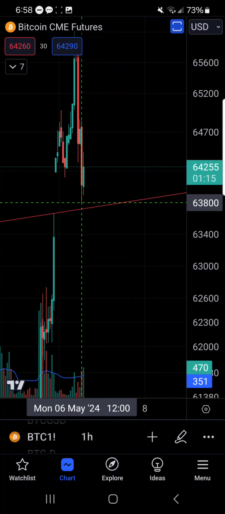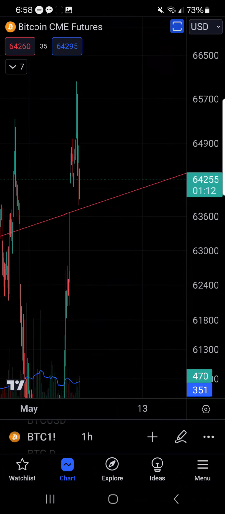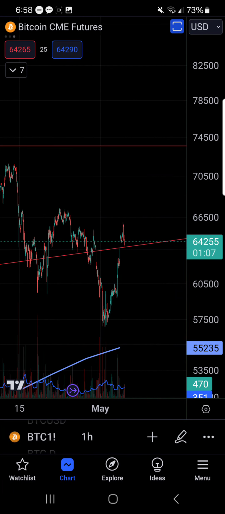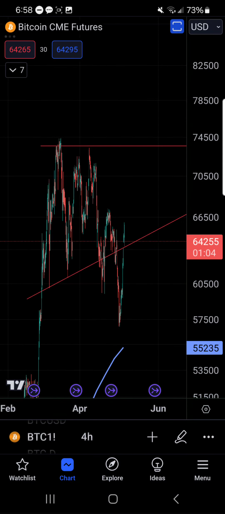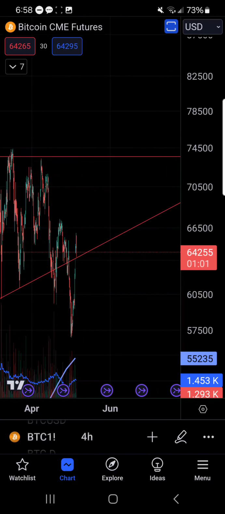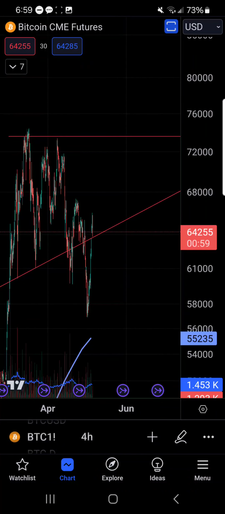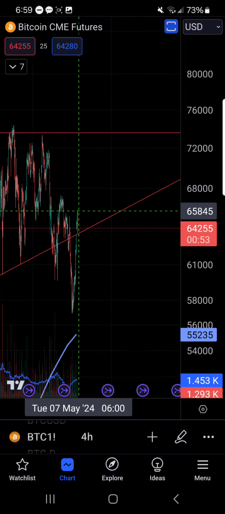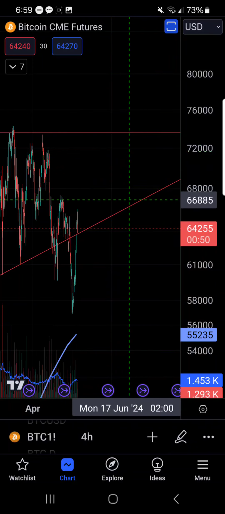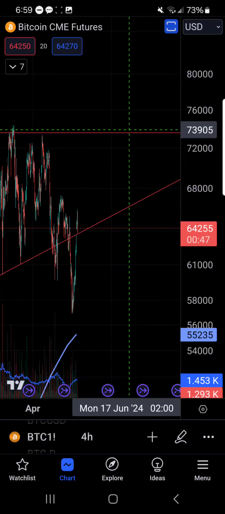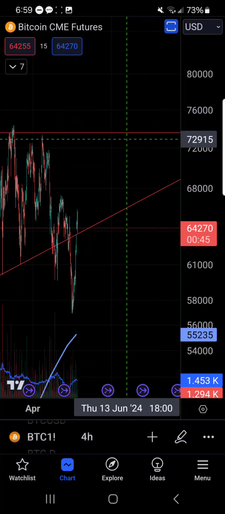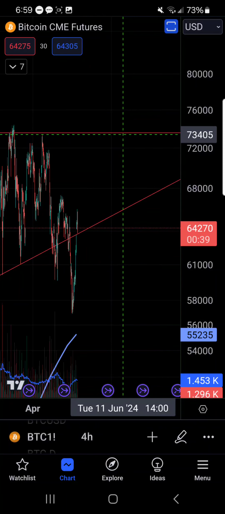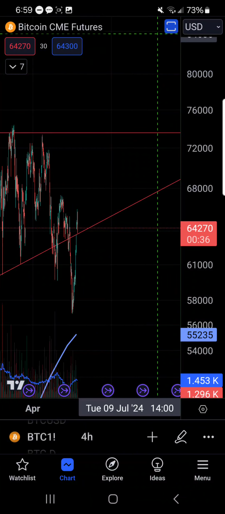So if we zoom out, I've already shown this, but we'll show it again. This is the end. We'll switch to a 4 hour so we can fit it all in here. That's our ascending triangle on the CME futures chart. So I believe we will consolidate in this region before breaking out and starting our parabolic run in June, right around here. And then just like that.